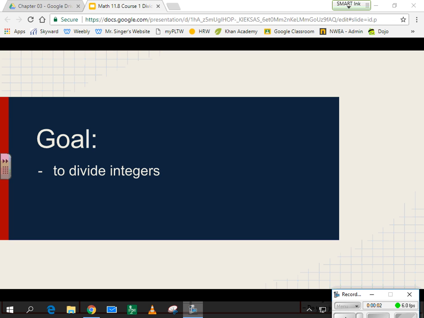All right, we've done adding, we've done subtracting, we've done multiplying. Today, we're going to divide. That's your goal, along with today's date and page number, and then we'll move on.